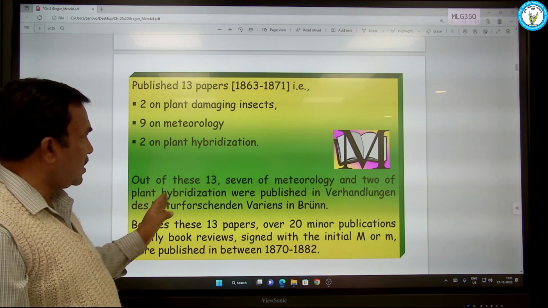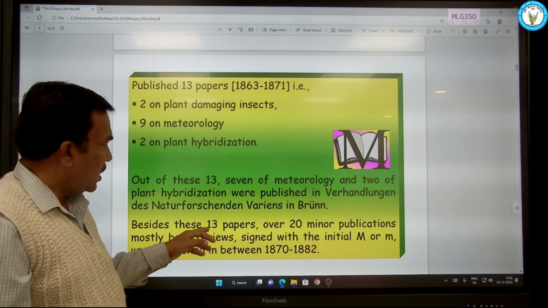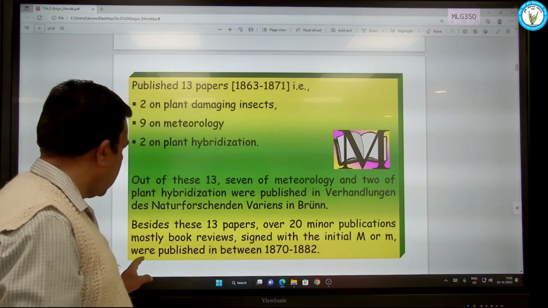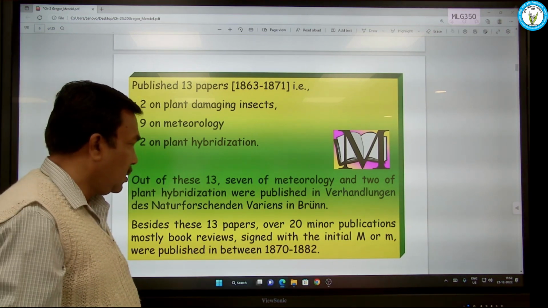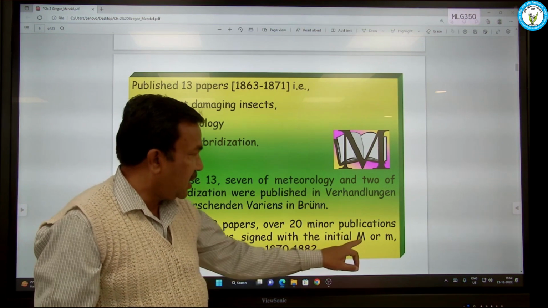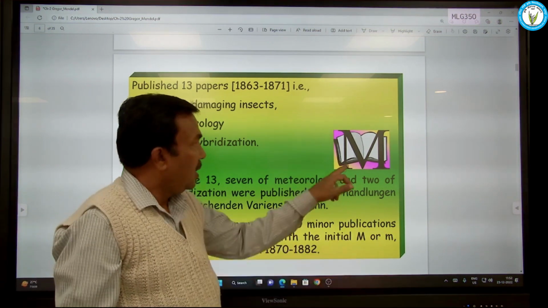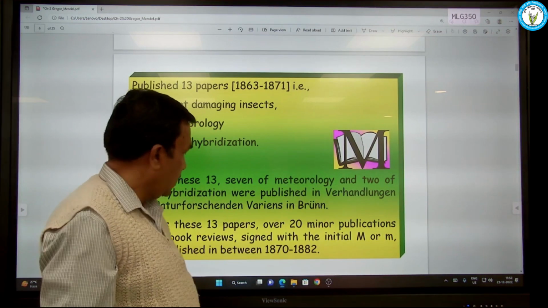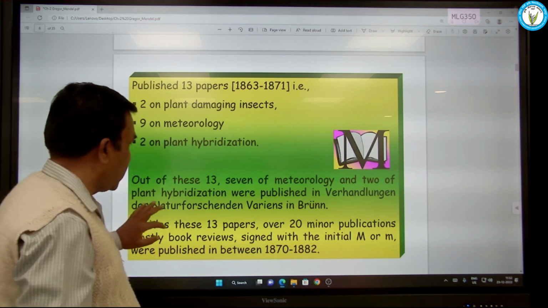Apart from these publications, he also published 20 minor publications, mostly book reviews. This is also very interesting: Mendel's sign, he started it either with a capital M or a small m. This is the sign of Mendel. Since you are all students of genetics, you must know these things.